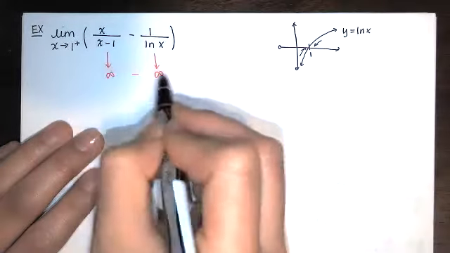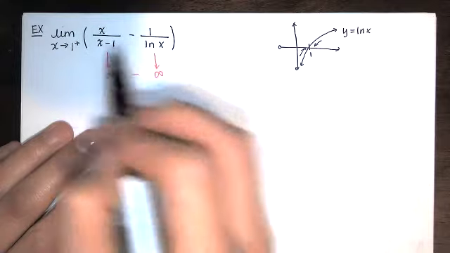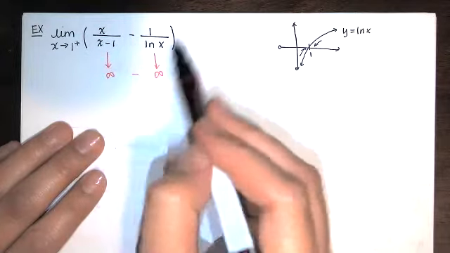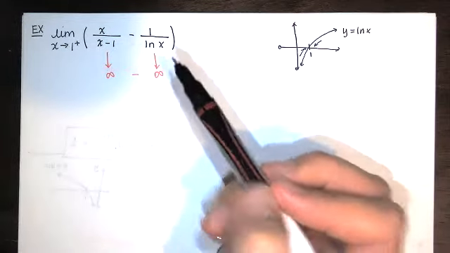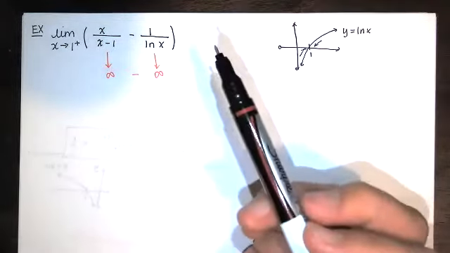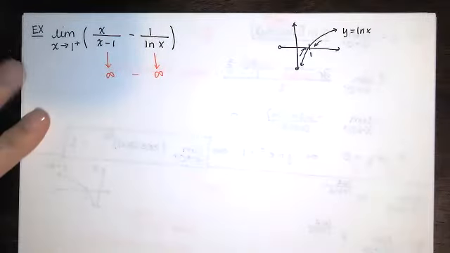So I have an infinity minus infinity indeterminate form. If this one gets to infinity faster, we could get infinity. If this one goes to infinity faster, we could get negative infinity. If they approach infinity at the same rate, maybe we get 17. Who knows? Okay, so that's what happens from the right. Now let's think about what happens from the left.